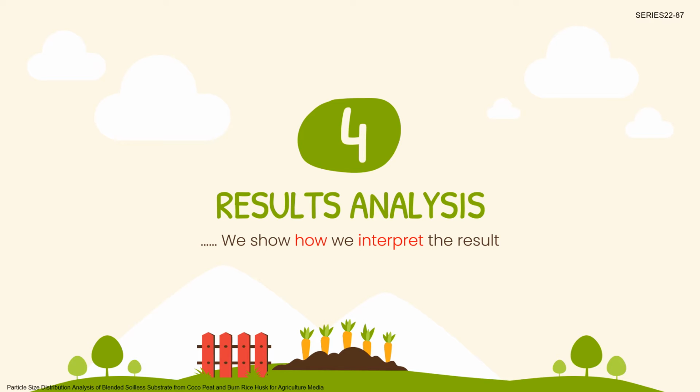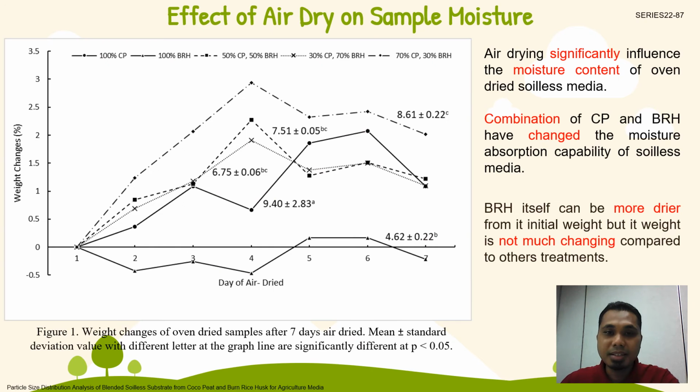Section 4, result analysis. In a separate experiment, we investigated the effects of air dry on moisture content of the sample. From this finding, we proved that air drying significantly influenced the moisture content of oven-dried soilless media. The combination of coco peat and burnt rice husk has changed the moisture absorption capability of soilless media. Burnt rice husk itself can be drier from its initial weight, but its weight does not change much compared to other treatments.